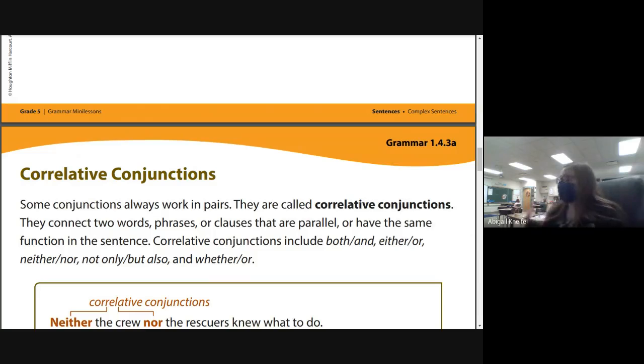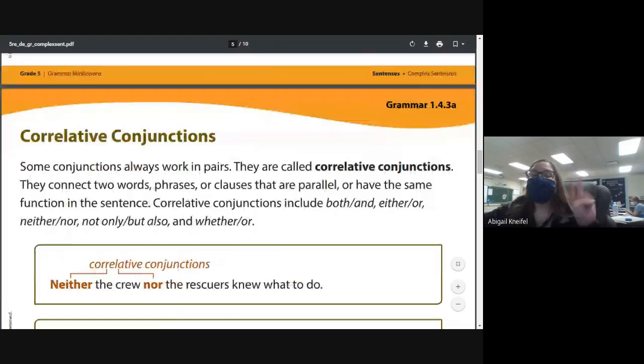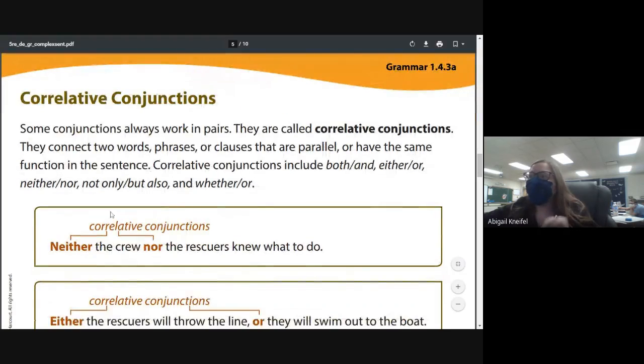That's all you need. So, some conjunctions work in pairs. Pair would be 2, okay? So we know a pair is 2. So we're going to learn about correlative conjunctions, which work in pairs. They connect 2 words, phrases, or clauses that are parallel or have the same function in the sentence. Correlative conjunctions include both and, so those work together. Either or work together. Neither nor work together. Not only, but also work together. And whether or also work together.